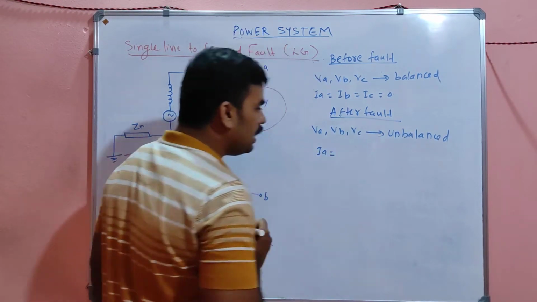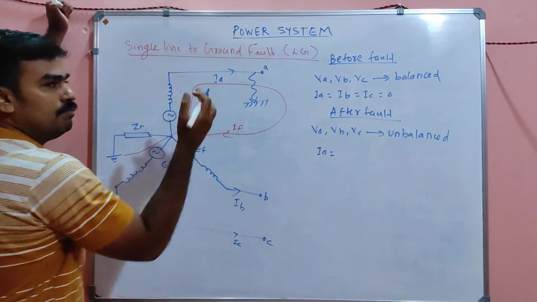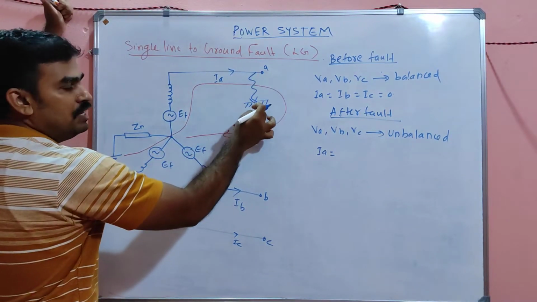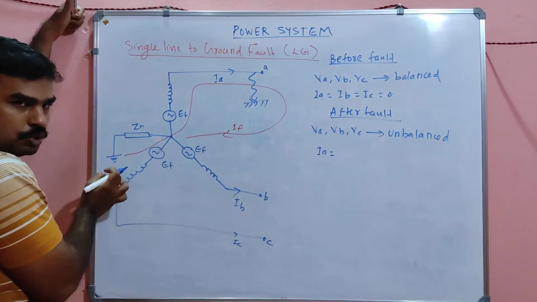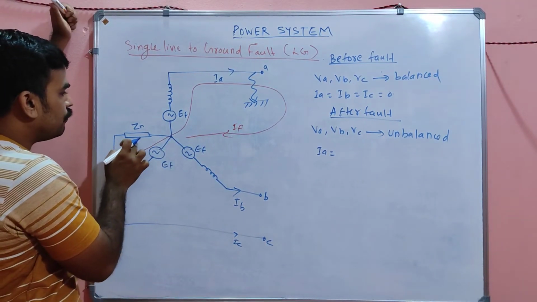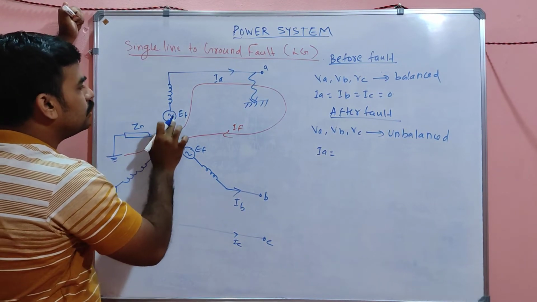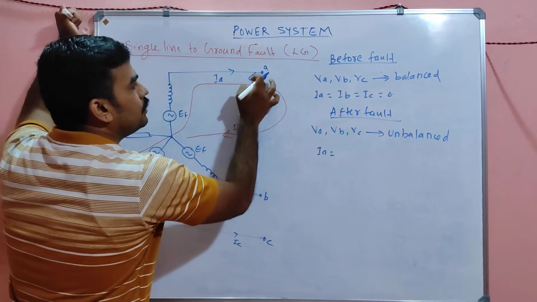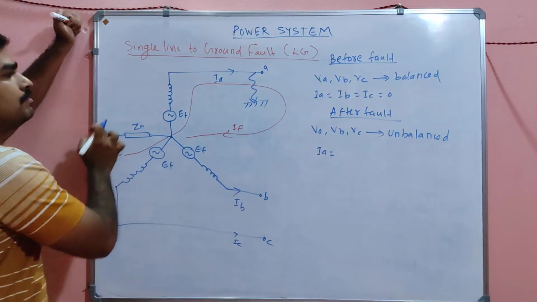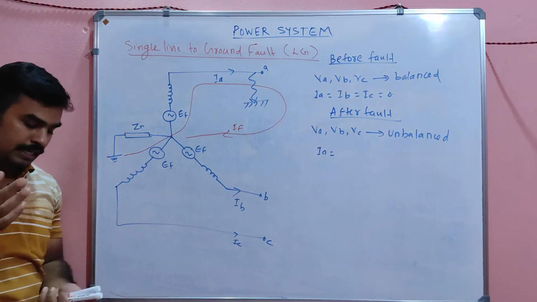The current IA will now be equal to the current now flowing. If it is grounded, it means the neutral is also grounded, this ground and ground can be connected together so that there will be a flow of fault current from this ground via Zn to this EF to this reactance and to ground. So that will be the closed path of the fault current.